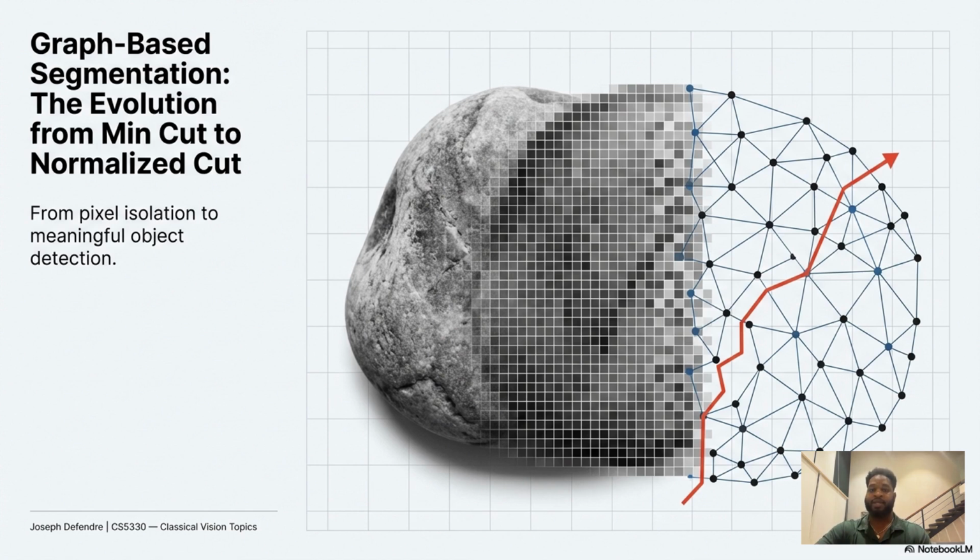My assigned topic is number 103, the concept of the normalized cut versus the minimum cut, and why it's useful for segmentation.